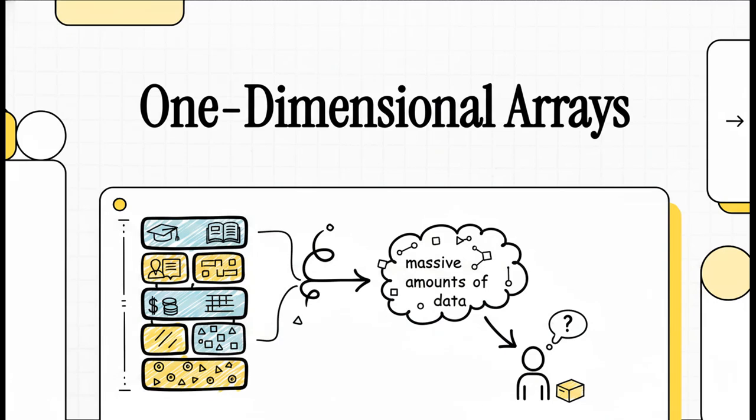Welcome to the Explainer. Have you ever written a piece of code and suddenly realized you need to keep track of a massive amount of related data? Not just one or two names, but maybe an entire school's worth of students or thousands of financial transactions? How do we store all of that efficiently without completely losing our minds? Well, that is exactly the fundamental programming problem we're conquering today.